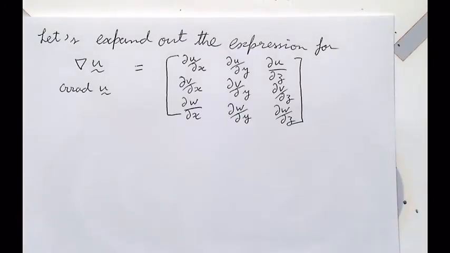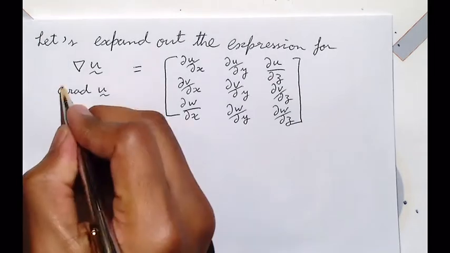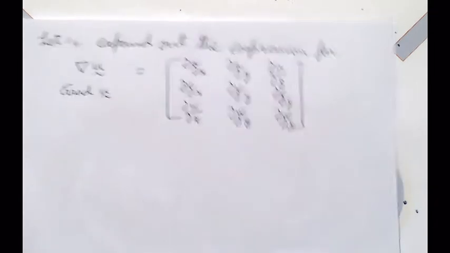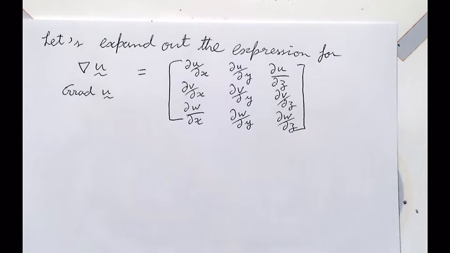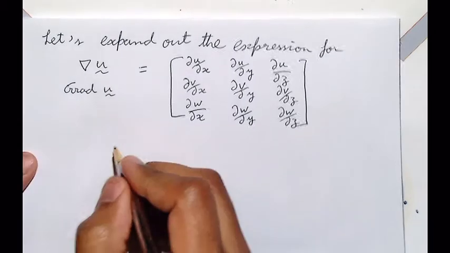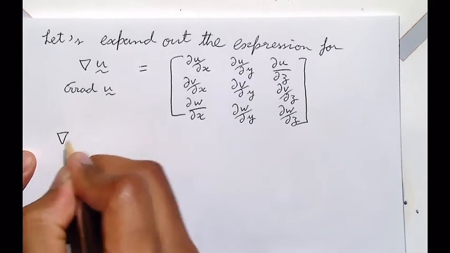So this is the most general form with no assumptions, no simplifications. This is exact. This is the gradient of u. All right, now let's do something more complicated. How about we do the Laplacian of this thing?